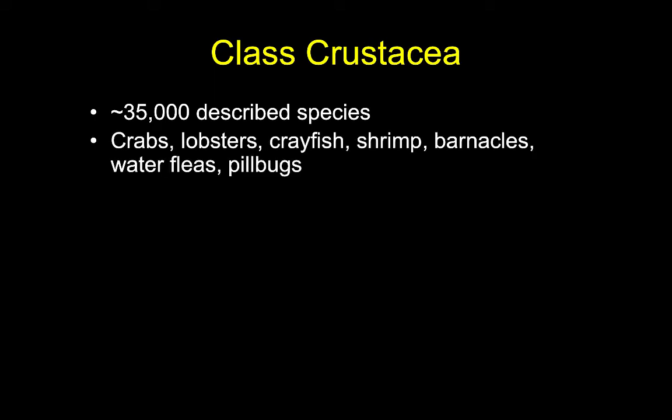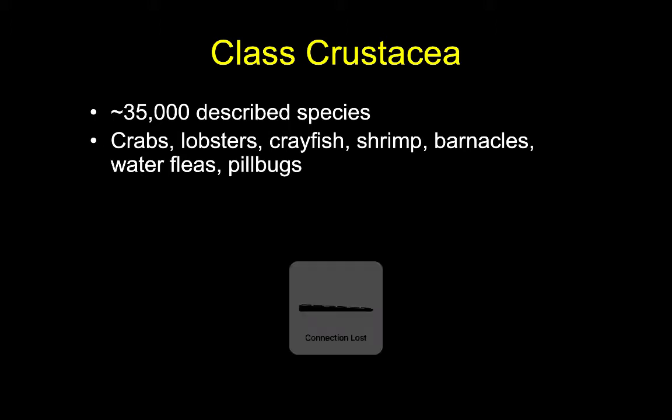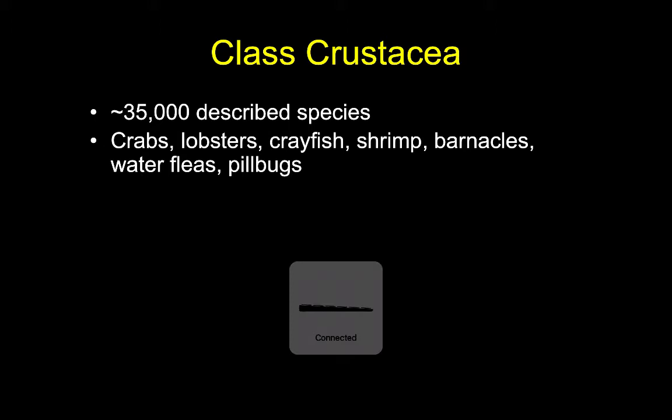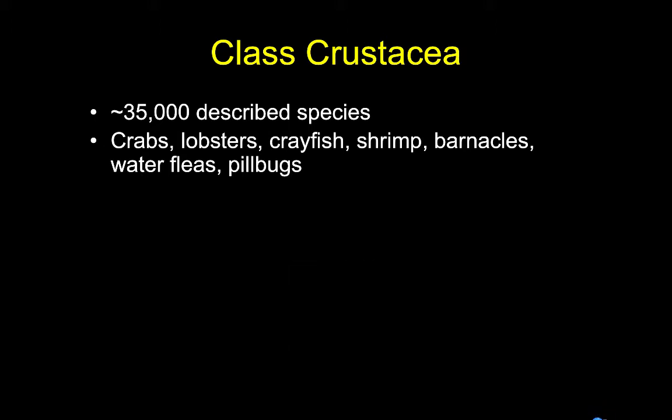So as far as groups within the class Crustacea, this includes everybody from the crabs and lobsters to crayfish, shrimp, barnacles, water fleas, which are sometimes called Daphnia. There's a genus name, Daphnia, which everybody uses to talk about water fleas. And pill bugs, which a lot of people know as roly-polies or potato bugs or sow bugs. Of course, the common name is a bit misleading there because they're not bugs at all, but they're actually terrestrial crustaceans for the most part that people know about.